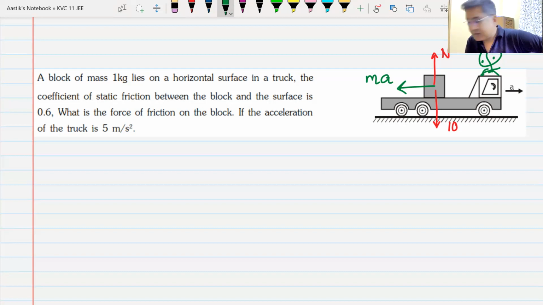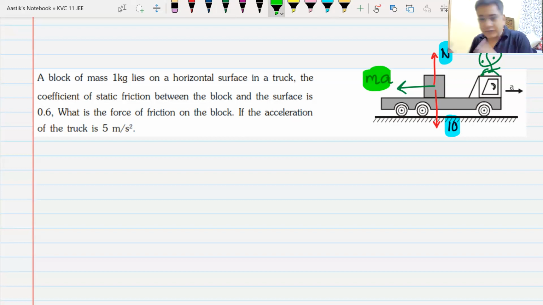Now, you have to find out the force of friction. Let us find out the value of the normal reaction first. What is the value of the normal reaction? Normal reaction is 10 newtons. Yes or no? Let us find out the value of this force which is trying to move it here, according to us. Mass is 1 kg and acceleration is 5 meter per second square. So the force which is trying to move it here is 5 newtons. Yes or no?